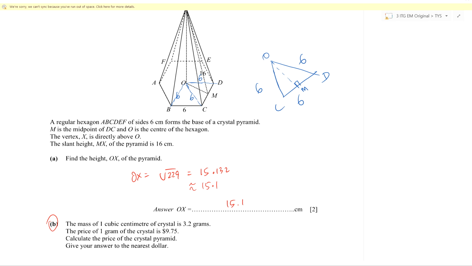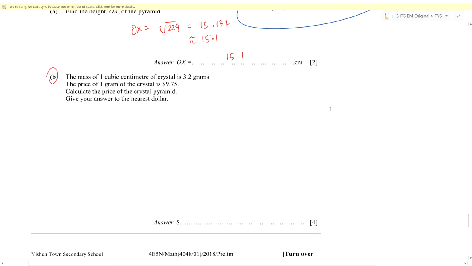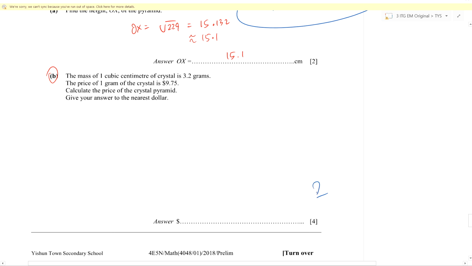You can use tangent, you can use a variety of ways to find this area. Once you get this area, you multiply by 6 triangles. Then use the formula, volume, 1/3 base times height. This is the volume for a pyramid. It's given in the formula list. But many of you managed to get 2 marks for this, and I awarded it because you know how to use the 33.2 grams for 1 cubic centimeter as well as 975 for 1 gram.